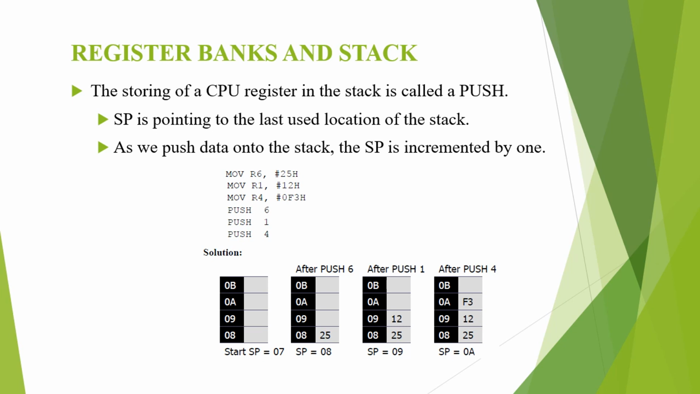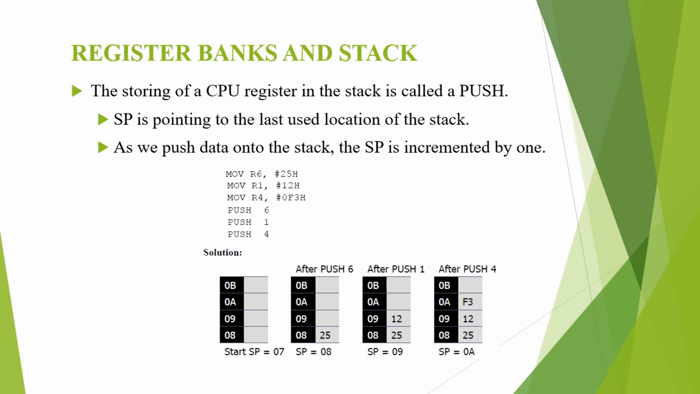After the push 6, next we have the push 1 instruction. So the stack pointer will be incremented by 1, and now it will have the value 09, meaning the stack pointer will be pointing to location 09. Now push 1 means the content of register R1, that is 12H, should be moved to the stack. So 12H will be moved to location 09, and now the stack pointer will get incremented by 1, so it will have the value 0A, that is, it will now be pointing to location 0AH.